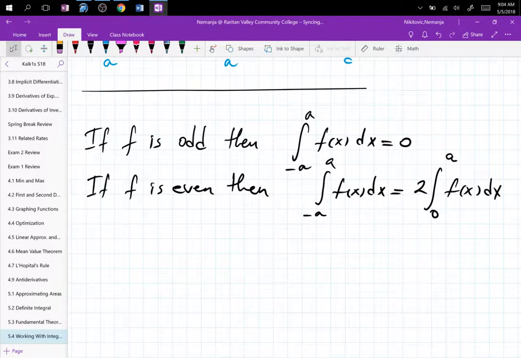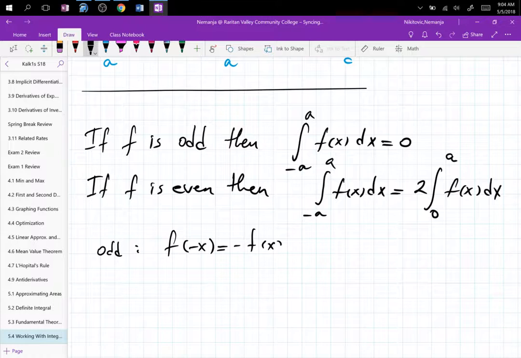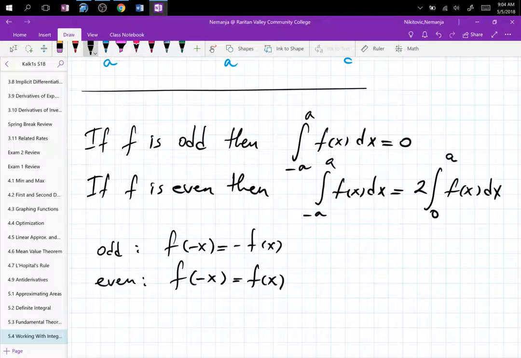Now, for odd functions, the test was f of negative x equals negative f of x. And for even functions, the test was f of negative x is equal to f of x. Functions could be odd, even, or neither. For instance, e to the x is neither. It's not even, it's not odd. x squared plus 3 is even. x cubed minus 70 is odd. So these are important things that you need to consider.